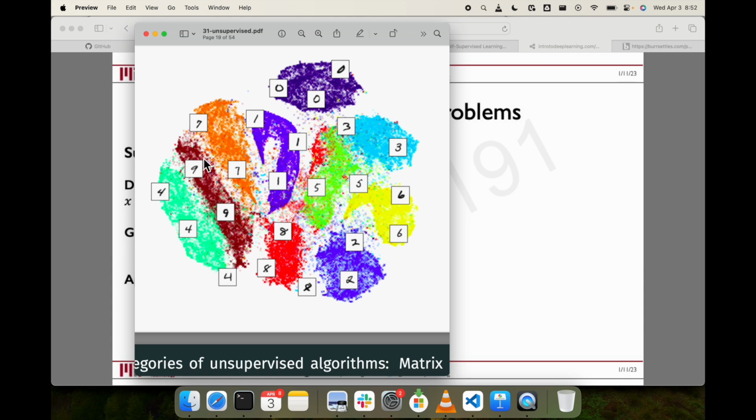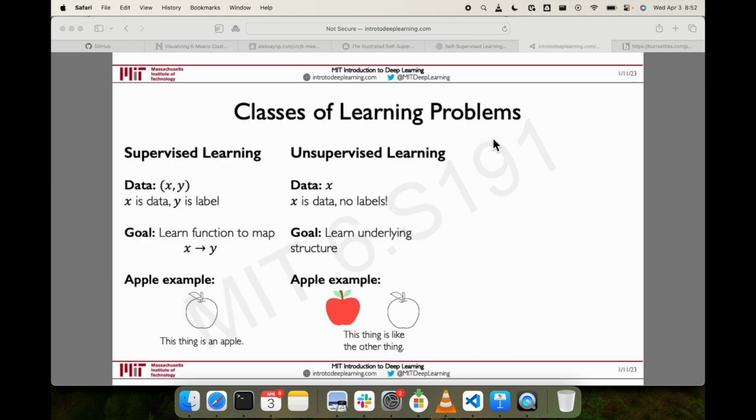So therefore they are similar in this space. 9 and 7 are similar. You remove one of this curve and you'll get 7. Similarly, you're able to see the different structure which exists in these digits. So therefore, in unsupervised learning, the important thing is there is no explicit supervision, no Y vector which is given.